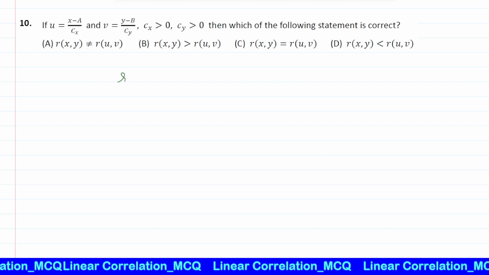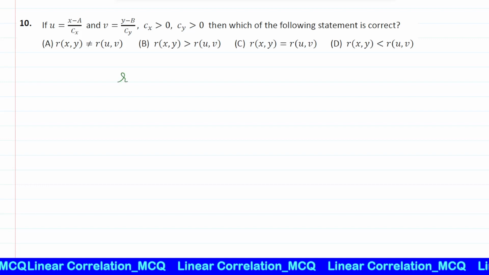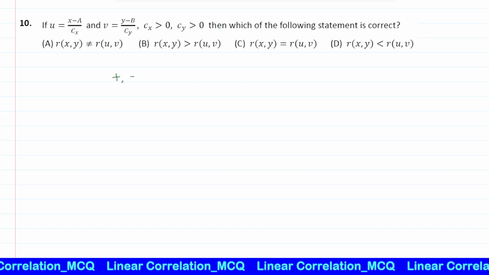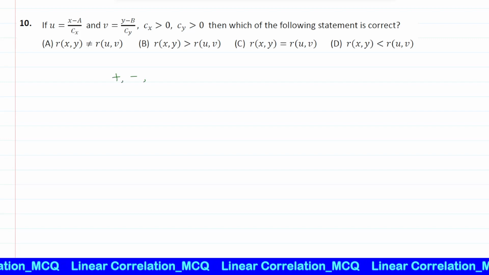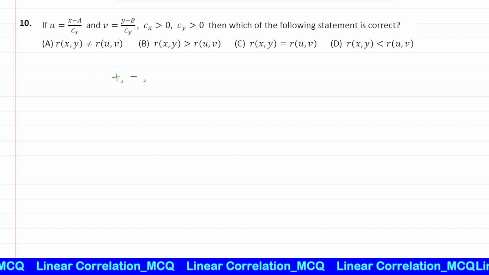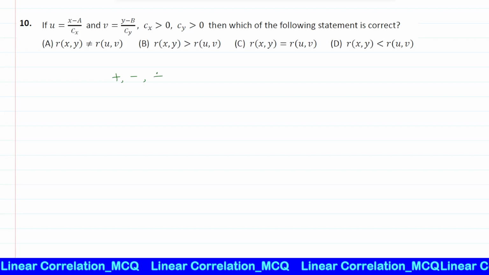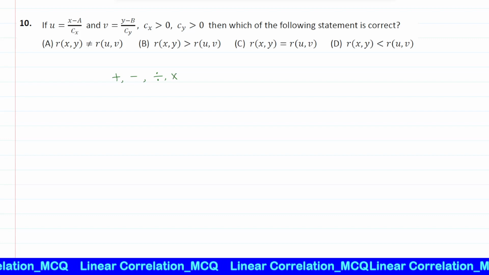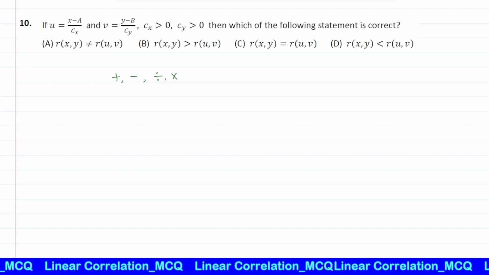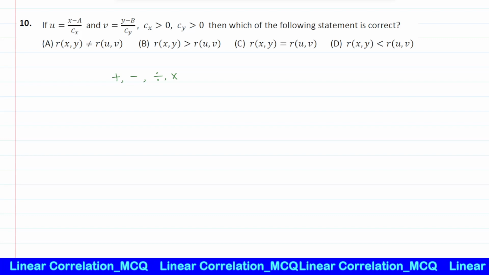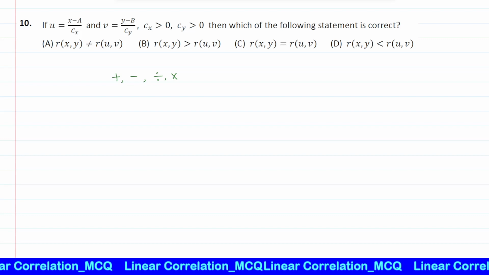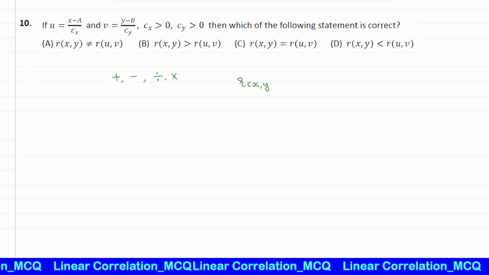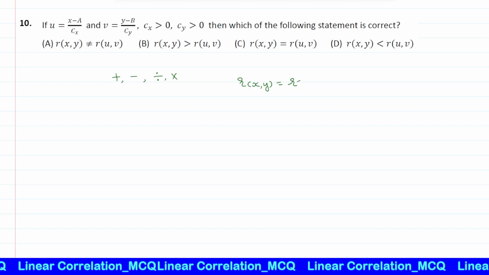We know that the correlation coefficient is free from the effect of origin. Origin means the effect of plus or minus. There is no effect of plus or minus. Similarly, it is free from the effect of multiplication and division. It can be said that the correlation coefficient is free from the effect of origin and scale. In that case, always the correlation coefficient Rxy equals Ruv.